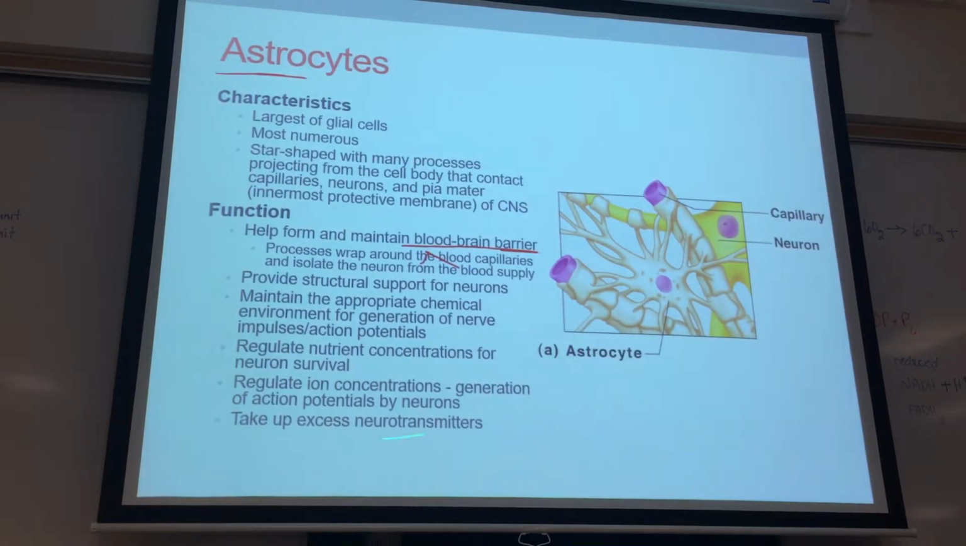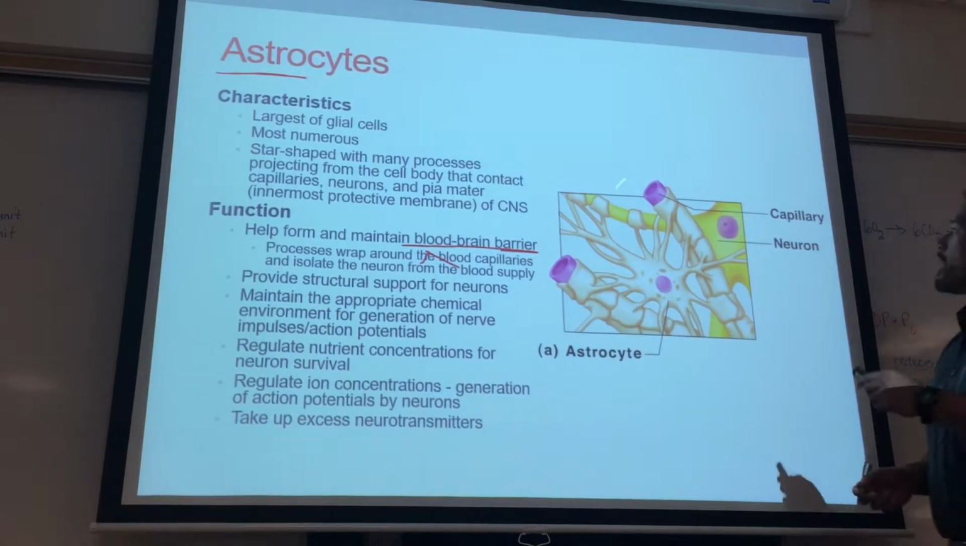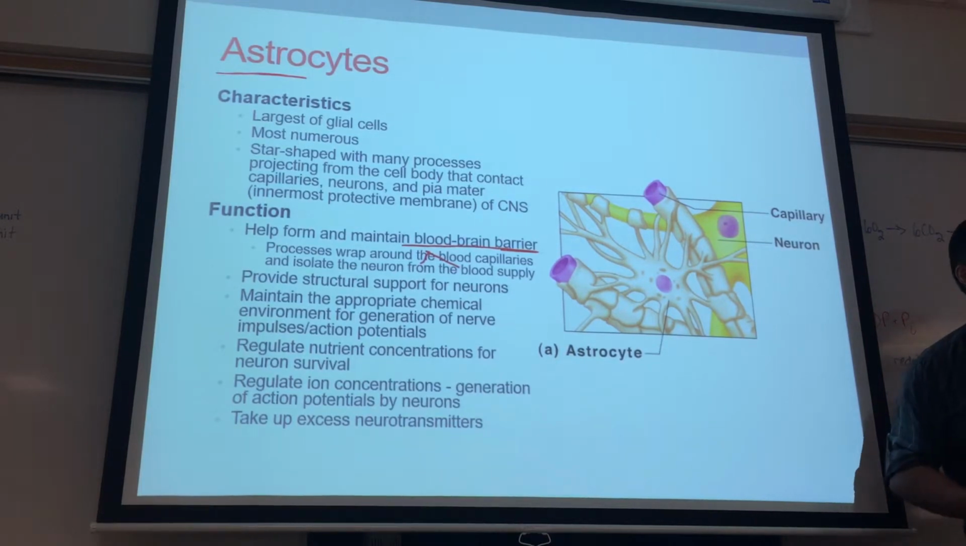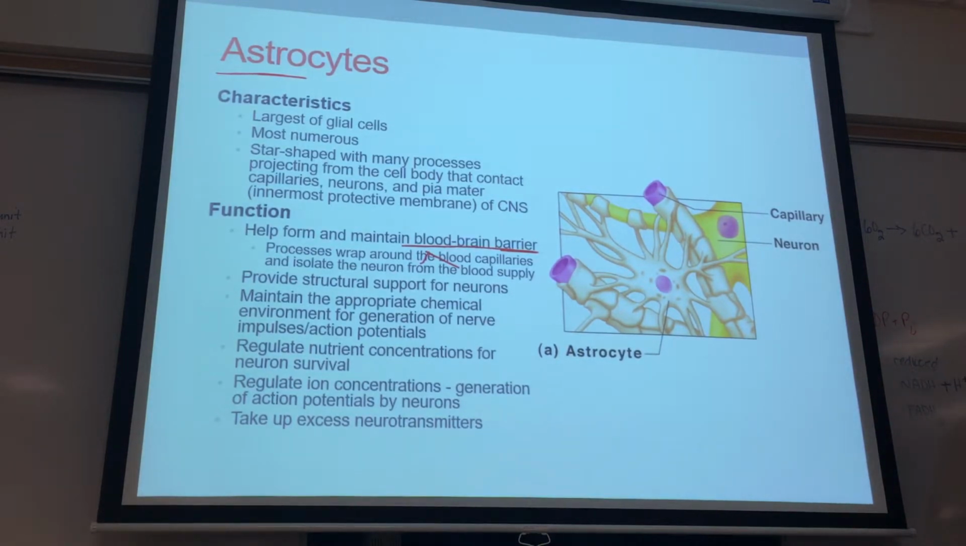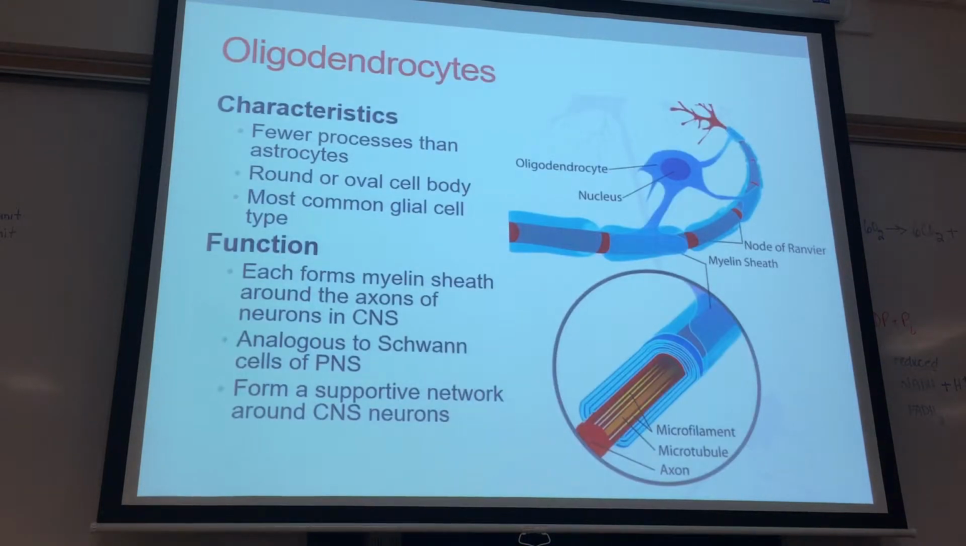Other things you can see on there, what does it do? It does pretty much all of these right here. Make sure that it has an appropriate amount of gases, O2, oxygen, as well as CO2. It makes sure that it has the right amount of nutrients, glucose, supplying, making sure that it maintains the concentrations of potassium as well as sodium and other ions that are involved. And then not only that, you'll see the last of it, astrocytes help clean up the excess neurotransmitters that are floating around. So it does help clean up a little bit.